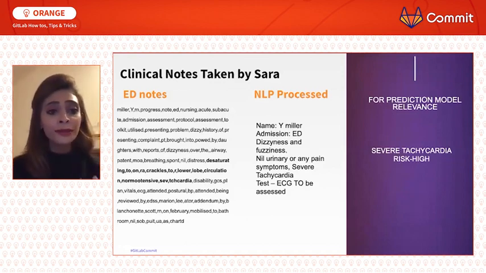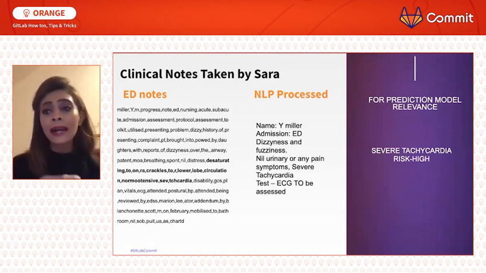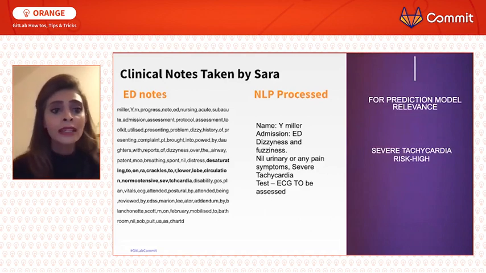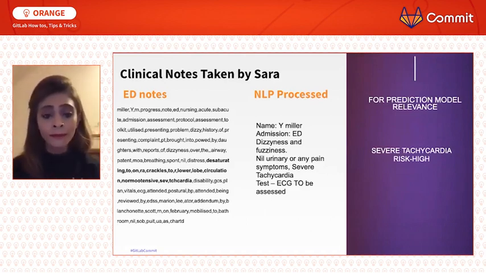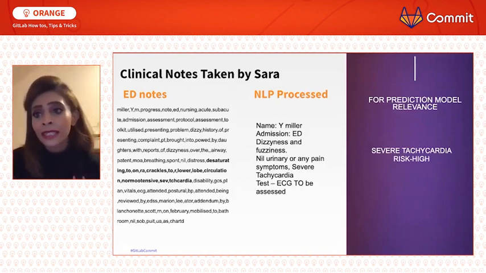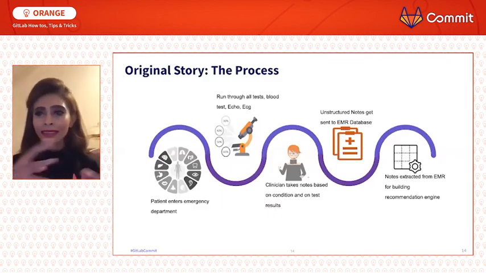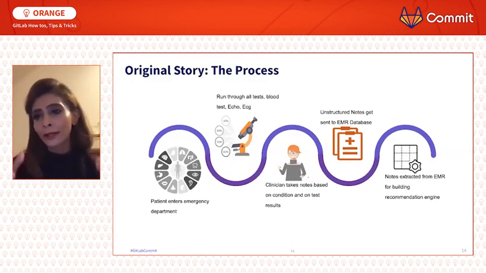So what we go through is processing through natural language processing to clean up and take those relevant features that we actually need to input in the model. So the NLP process is the relevant features that go into the model. And then the model detects the feature of the highest importance is severe tachycardia, and then it classifies it to be a high-risk patient. So that is, in general, what a model processes.